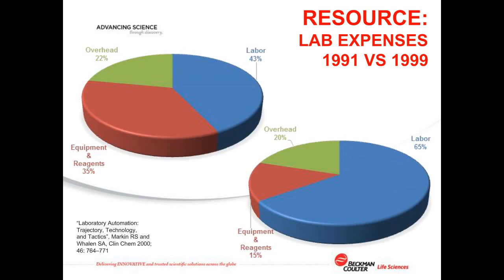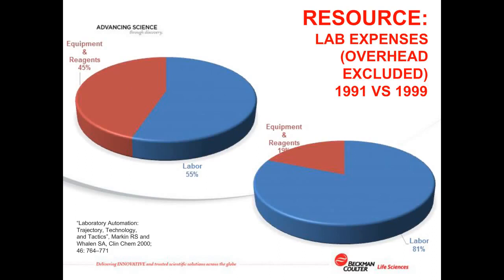But if you then move up to 1999, over on the right, you'll see that labor has increased to 65% of the overall OPEX, and equipment and reagents have dropped to 15%. And you'll notice also that the overhead has stayed essentially flat. So if we then back out that overhead number, this change in the labor contribution to your laboratory OPEX becomes even more striking. And I'll point out that you even have equipment and reagents, not just reagents, in that 19% that's hiding behind that little piece of pie there. So it gives you a sense of just how much money you really are spending on labor.